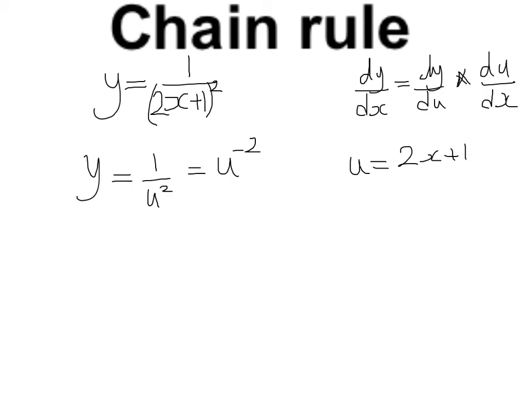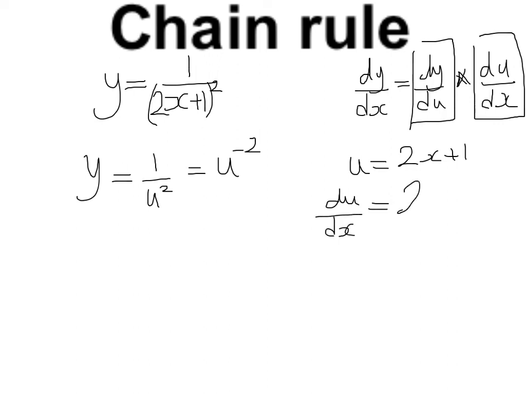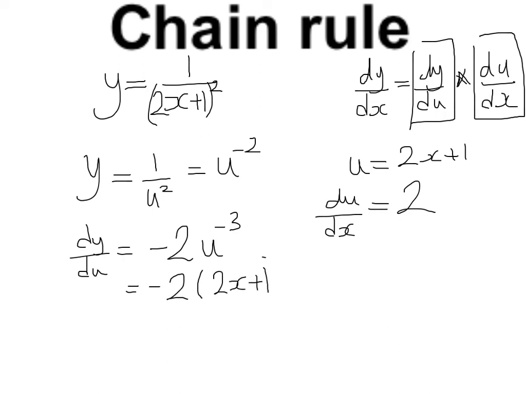Now remember, with the chain rule, to find dy by dx, I'm going to have to do the derivative of y with respect to u and the derivative of u with respect to x. And this is called the chain rule because you're doing a chain. Okay, well du by dx is just going to be 2, and dy by du is going to be minus 2 lots of u to the minus 3. And if I substitute back in the value of x, that'd be minus 2 lots of 2x plus 1 to the minus 3. Okay.